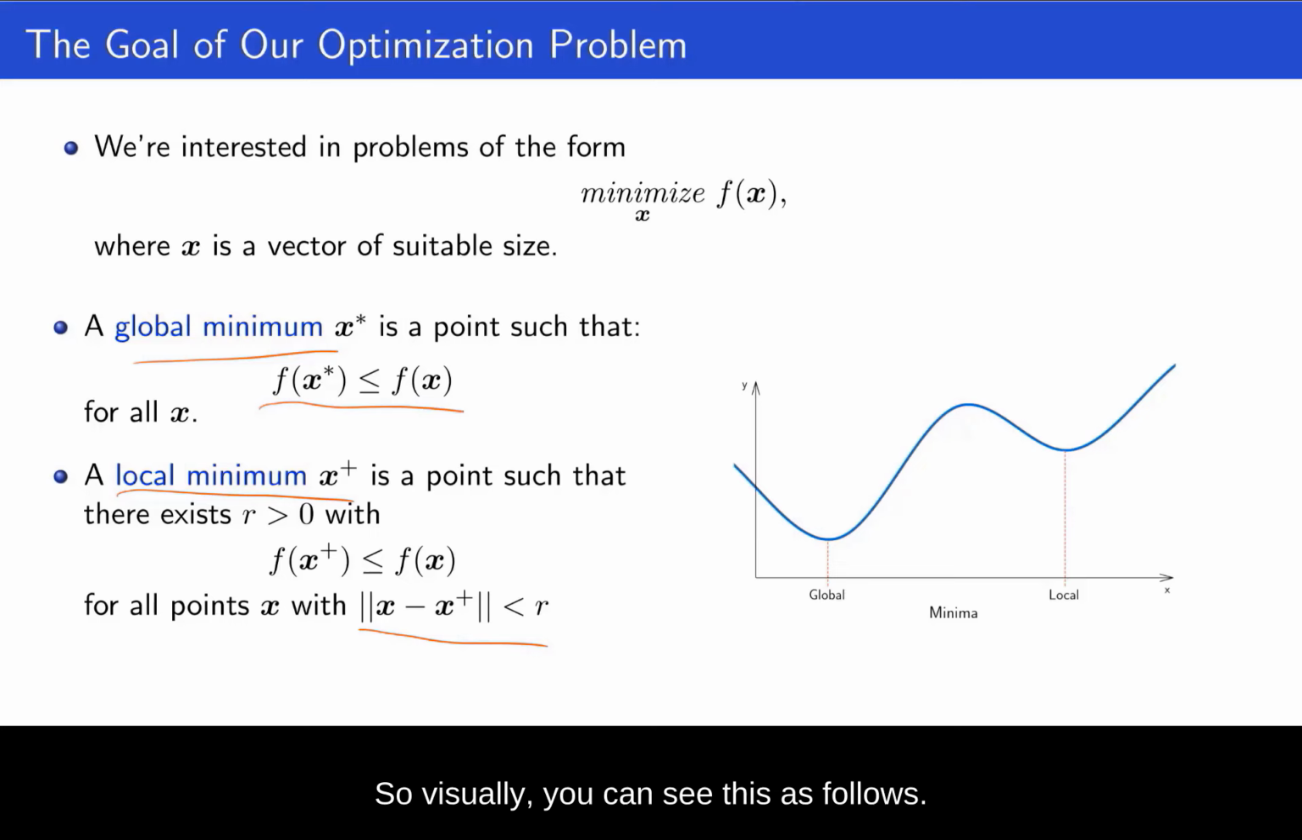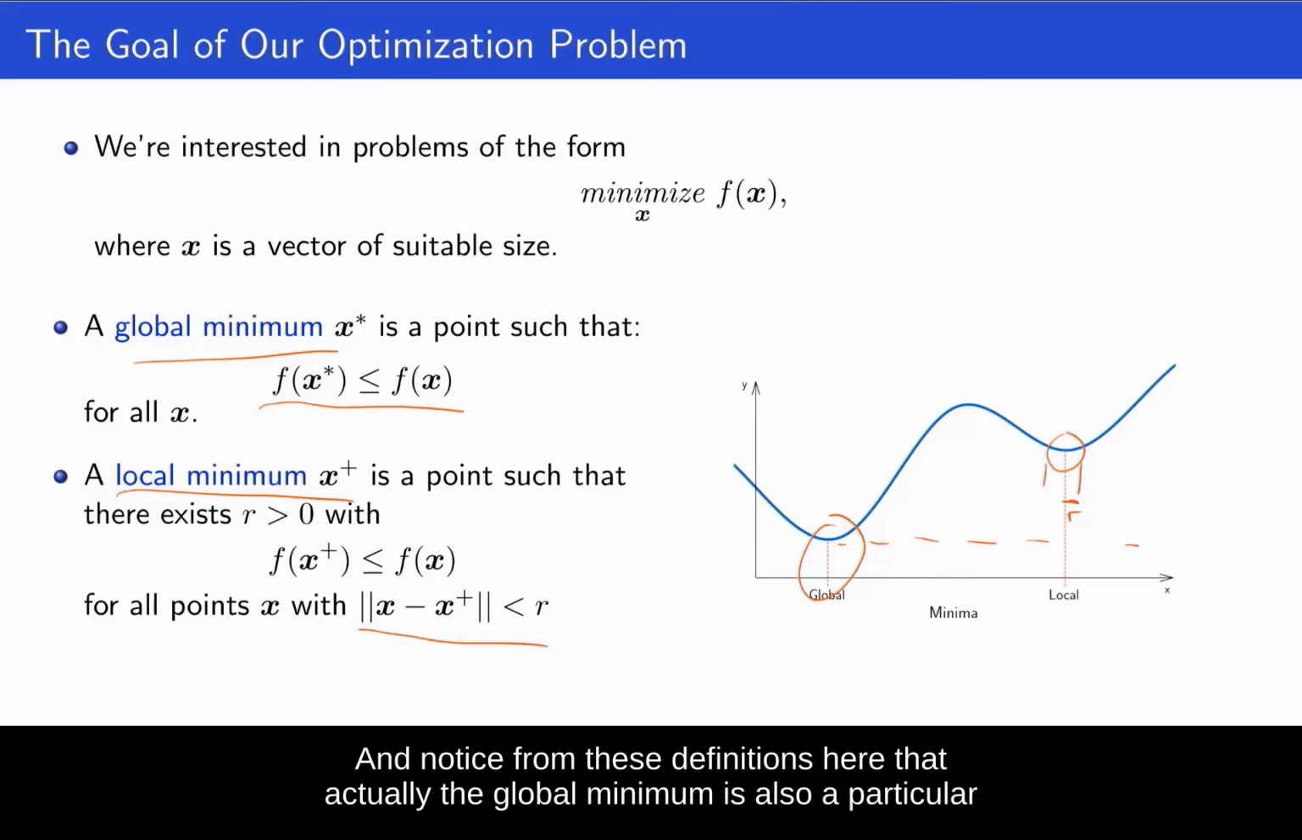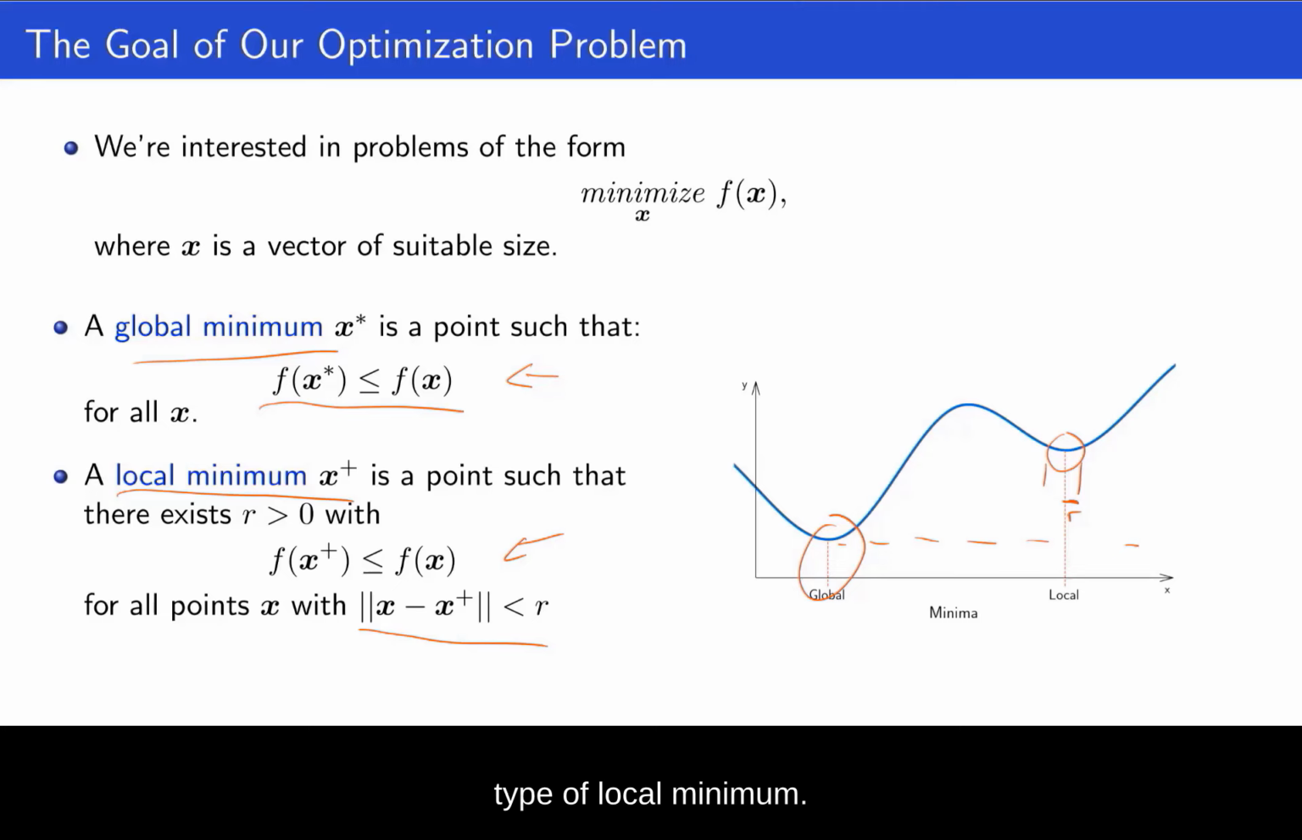So visually, you can see this as follows. There's a global optimum here. There's no point anywhere that's better than this point. And here there's a local optimum. There are no points that are better than it within this radius r. And notice from these definitions that actually the global minimum is also a particular type of local minimum.